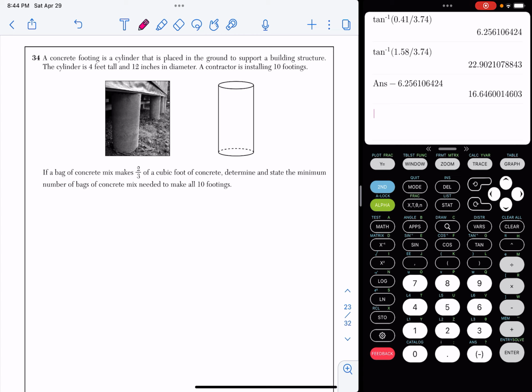Right off the bat, I notice the mismatch of units. This is very common for the Regents to do on any volume question. So I'm going to get them to match. I'm going to change that 12 inches to 1 foot.